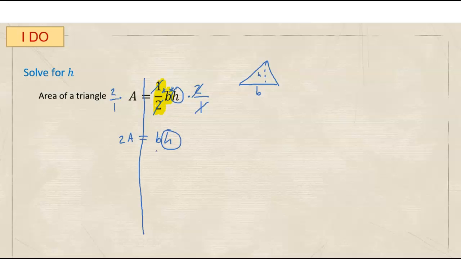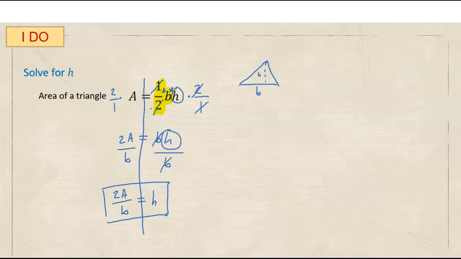And we're still solving for h, so what's our last step here? Well, we're multiplying by b, so now we're going to divide by b. Divide both sides by b. The b's will cancel. We are left with just h on the right side. And on the left side, we get 2a over b. That is our solution.